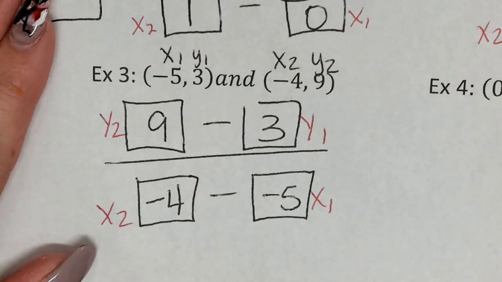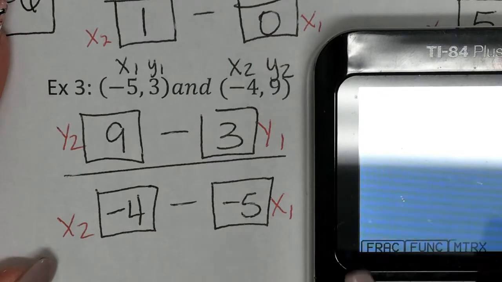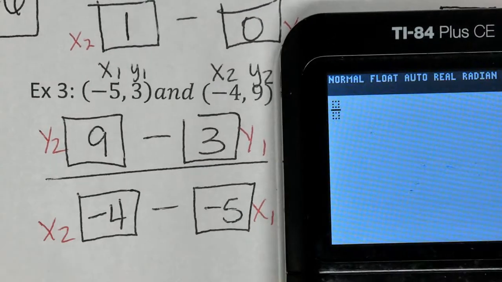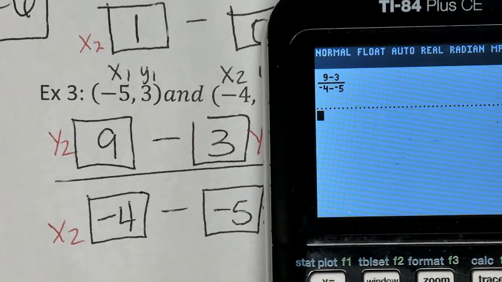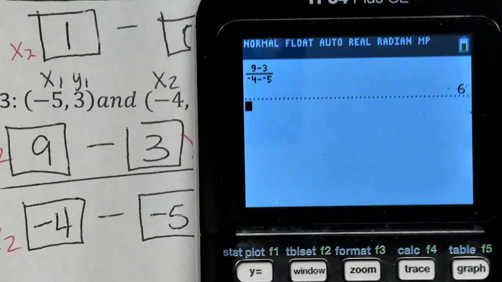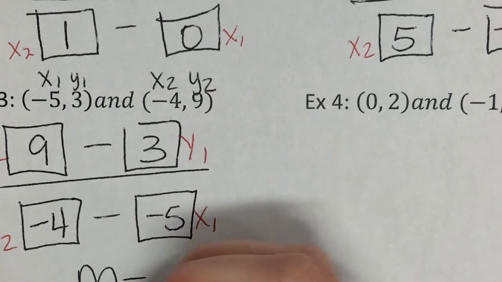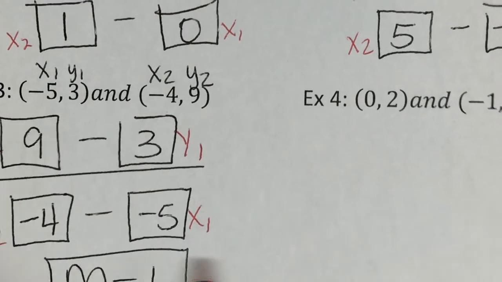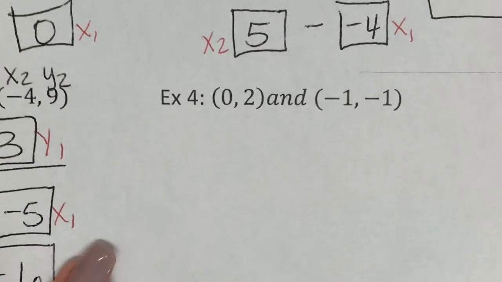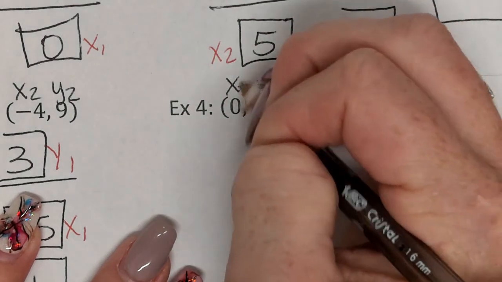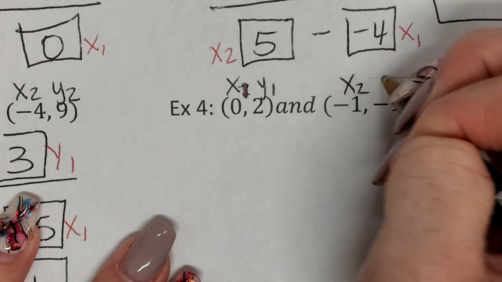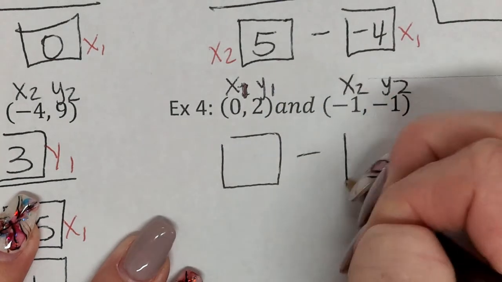Perfect. Guys, if you can't follow a formula, we have a problem. You're going to go to alpha y equals. You're going to type in 9 minus 3 on top, negative 4 minus negative 5 on bottom, and what was your answer? 6. Okay, do the last one on your own. Set it up. I want to see that you've labeled correctly and paid attention to the formula. Draw those boxes.